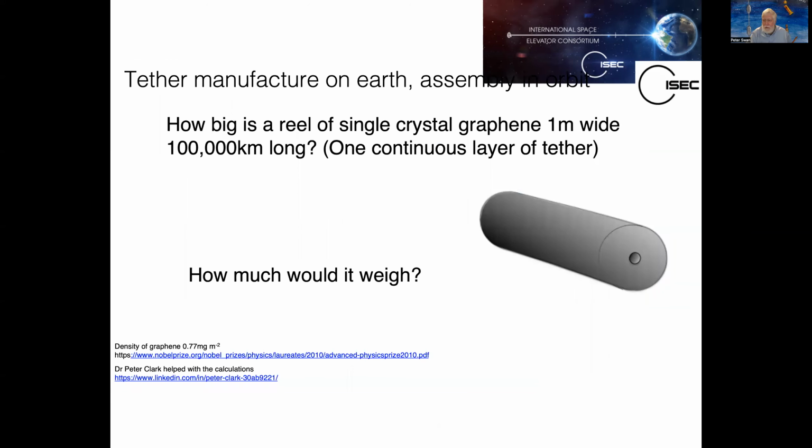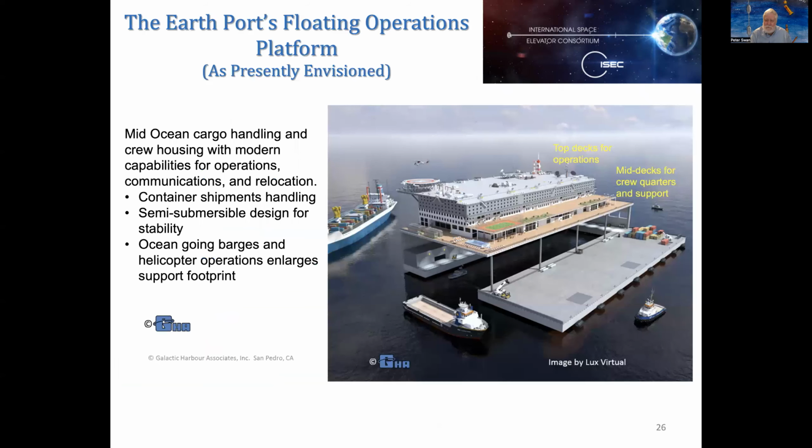Here's a good look at what it would be like. We'd have one continuous layer of tether, 100,000 kilometers long, come off a machine like the one we just saw. And the question is, how much does it weigh? What's the mass? Well, how about 77 kilograms? It's very lightweight and extremely strong. So we're really cheering on this particular activity.